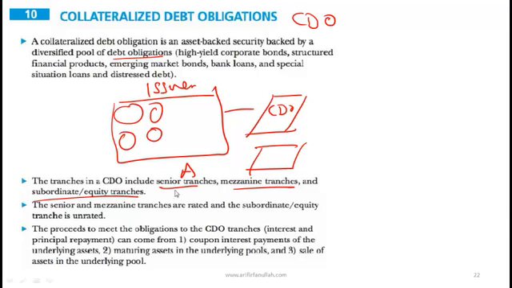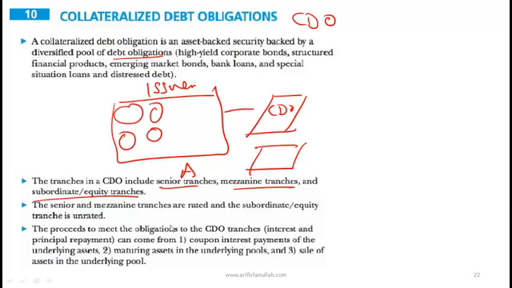And why are equity tranches not rated? Because effectively they are absorbing a lot of risk and they are almost behaving like equity, so they don't receive a rating. Mezzanine tranches will have a rating, but obviously a lower rating relative to senior tranches.